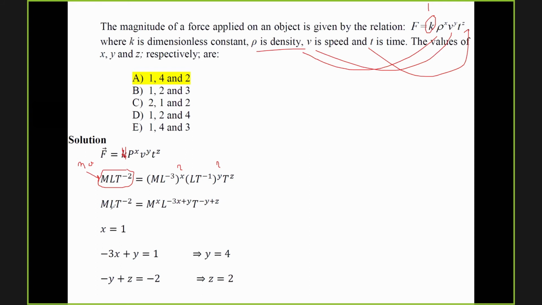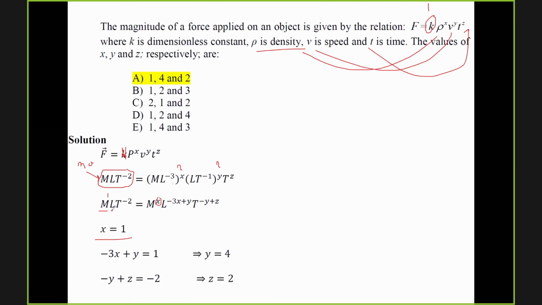How? I just collect terms together. So the power of the mass here is how much? It is 1. The mass here has only power 1. So directly X has to be 1. From the left side, the mass has the power 1, and from the right side, when I open it up, the mass only has power X. So I know X has to be 1, or otherwise the equation is wrong.